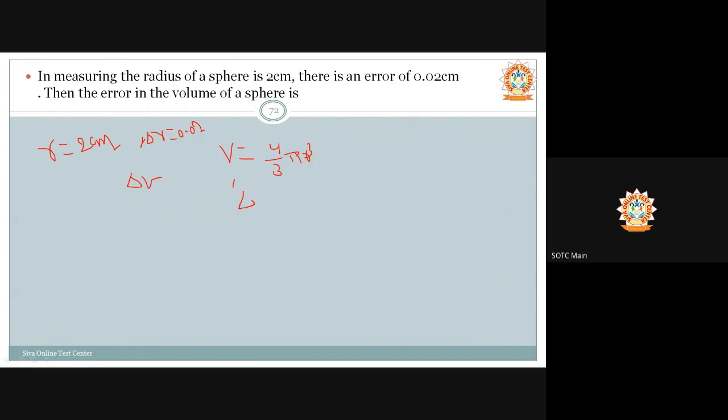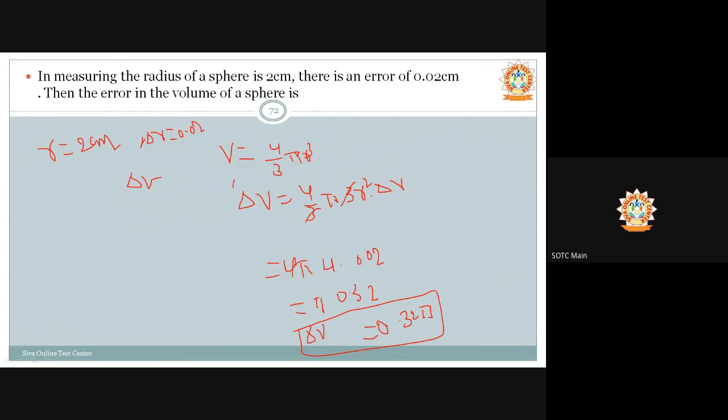Now if you find the del V, what will it become? 4 by 3 into pi. Differentiation of r cube is 3r square into del r. So 3 will get cancelled. You will get 4 pi r square. What is r? Nothing but 2. That is, 2 square is 4 into del r is 0.02. So now it will become pi into 8 into 0.02. So it will become pi into 0.4 into 4, 16. 16 into 0.02, that is 0.32. So we can write 0.32 pi is your del V. Let us move to the next question.